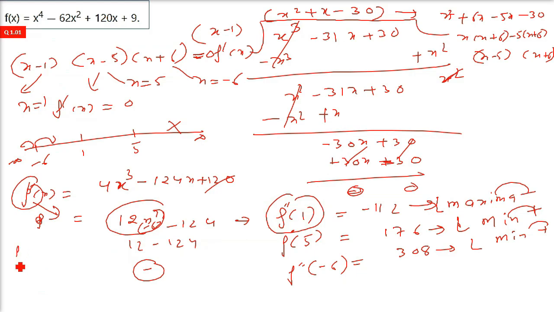Now what is the value for these 1, 5 and negative 6? We'll place this in the original function. So when I'm placing 1, it will be 1 raised to 4 minus 62 into 1 square plus 120 into 1 plus 9.